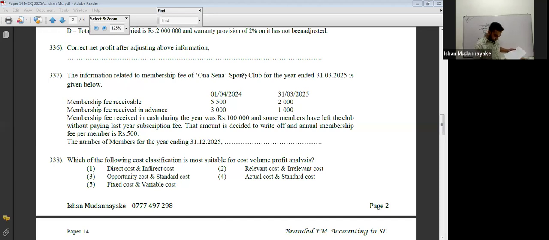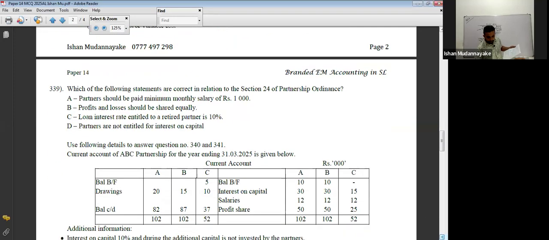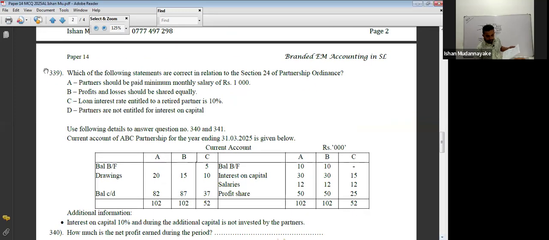Look at question number 339. Which of the following statements are correct in relation to section 24 of the Partnership Ordinance? What's the answer?